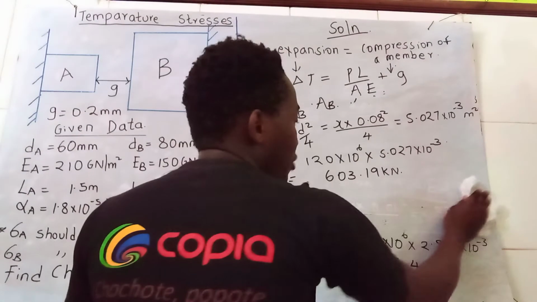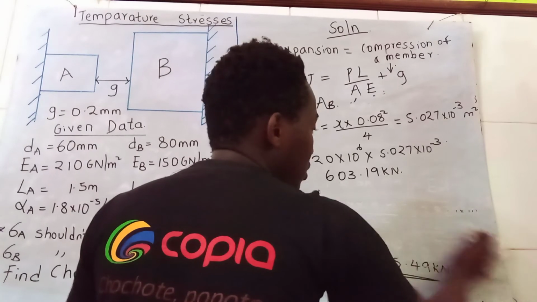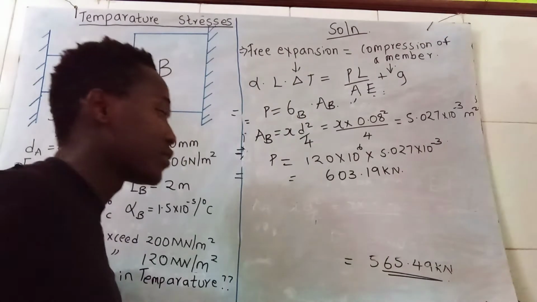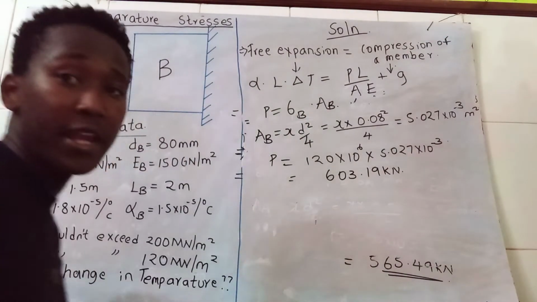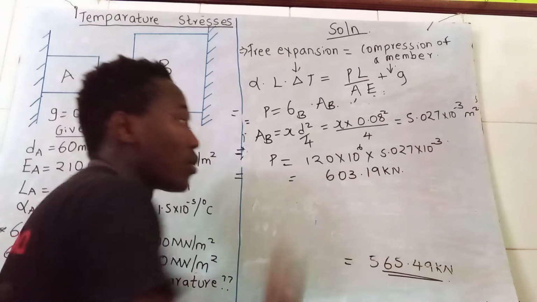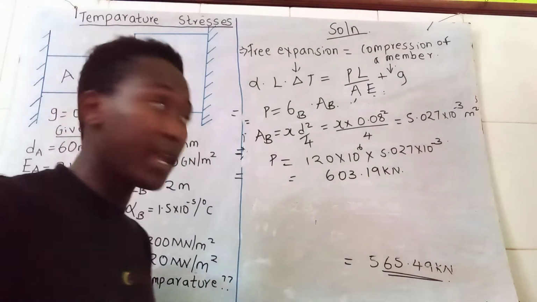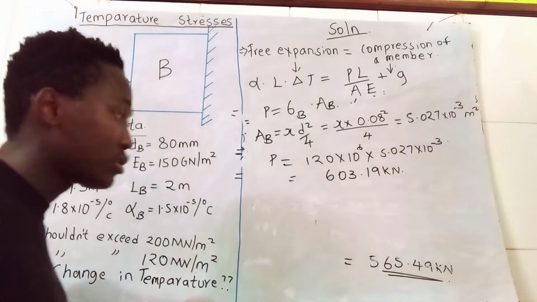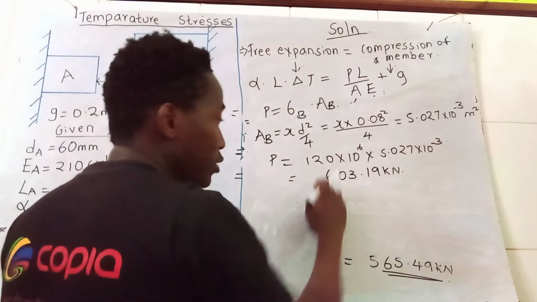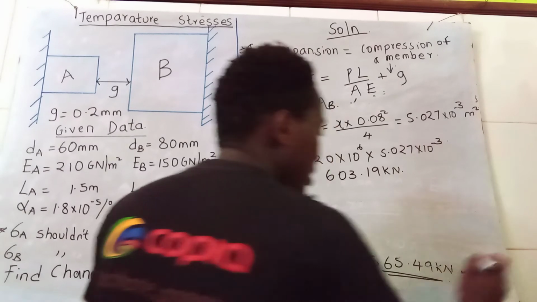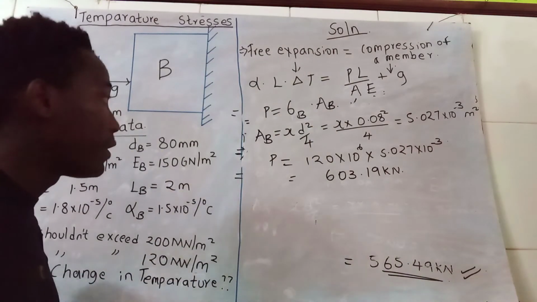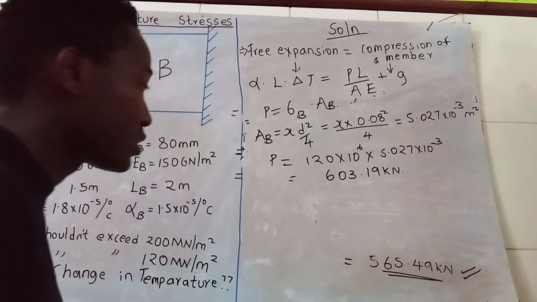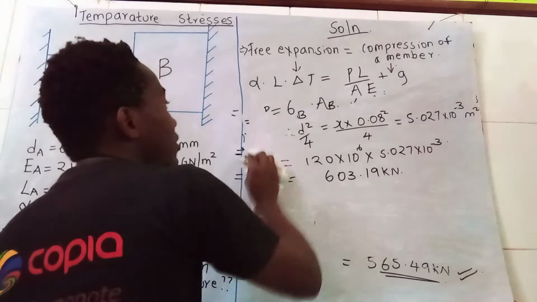All right, so we now have two values for load. One is 565.49 kilonewtons, the other one 603.19 kilonewtons. And we have said that we are going to consider the least possible load. So between the two, that is the least value. So our value for P is going to be 565.49.